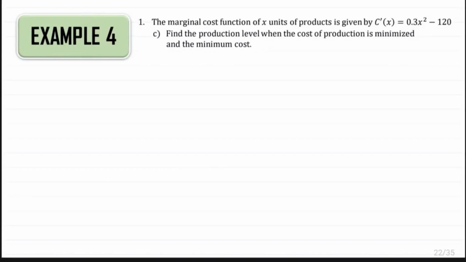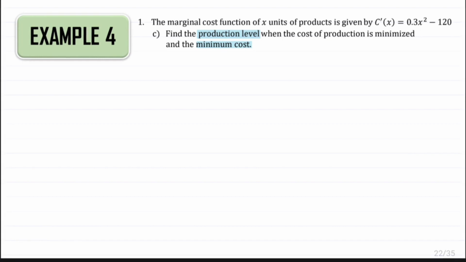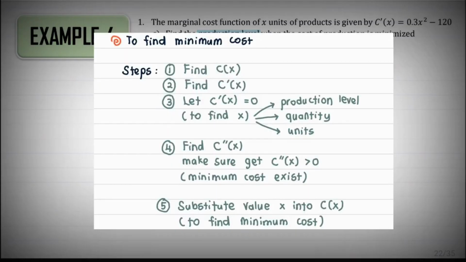We continue with question C. Find the production level when the cost of production is minimized, and the minimum cost. So we have two items to find. First, the level of production, the value of x. And next is the minimum cost. Do you still remember how to find the minimum cost? Still remember the steps? Okay, we recall back.